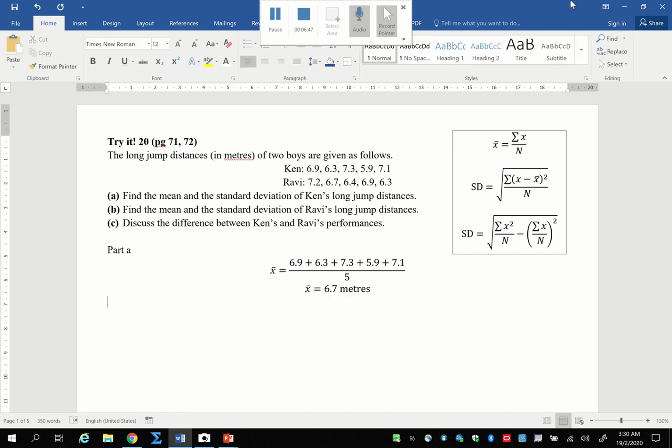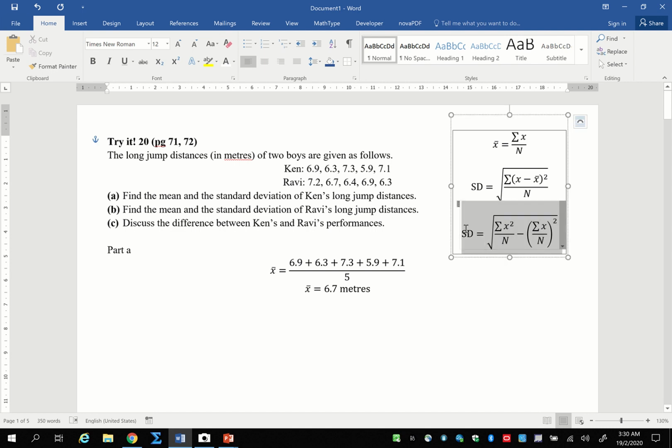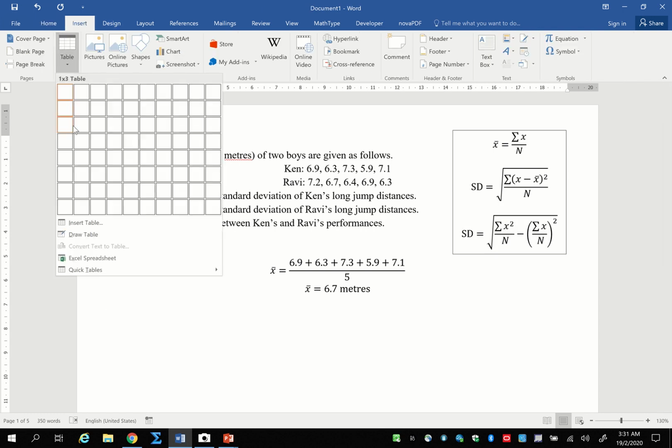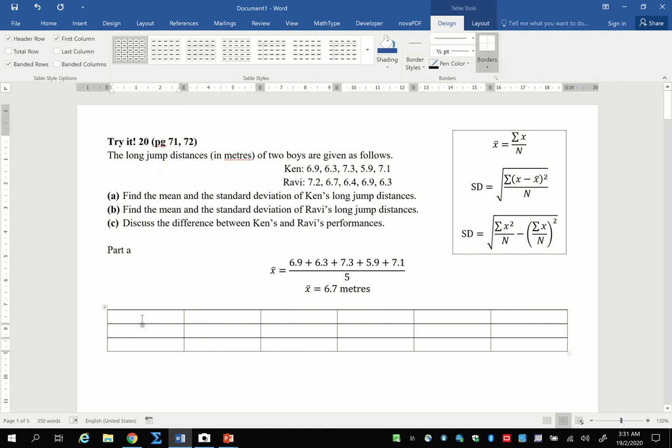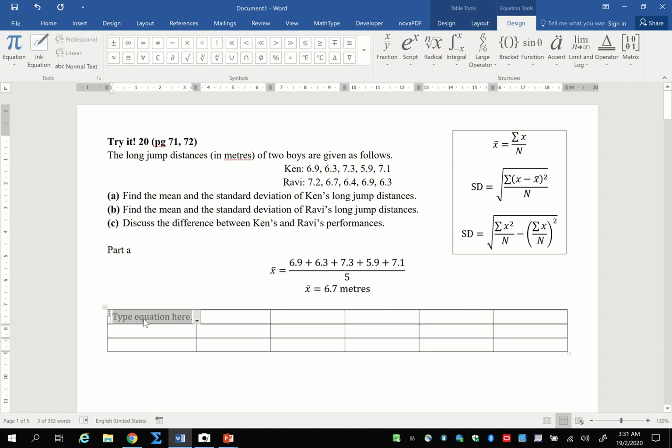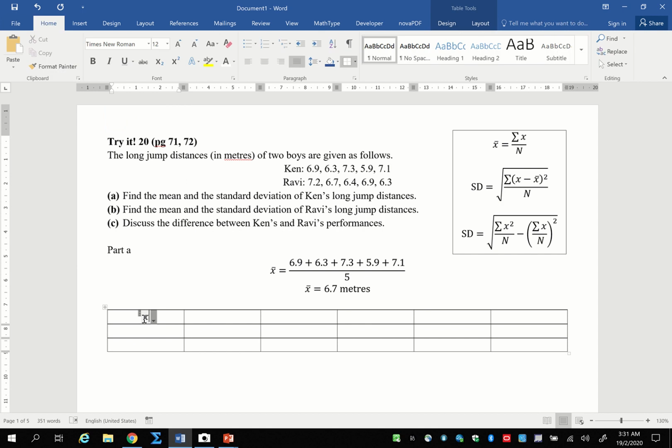Alright, so to find standard deviation, we'll be using the second formula itself. The best way to use this formula is to actually write down everything in a table. So let's do a table here. The first row we should put in will be our x itself. So x will be 6.9, 6.3, 7.3, 5.9, and 7.1.